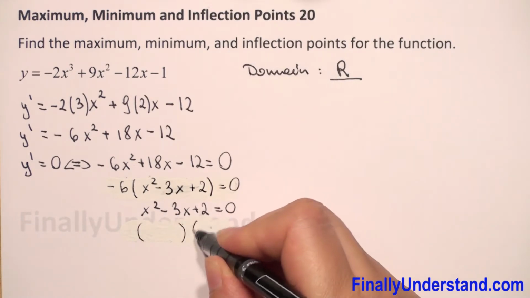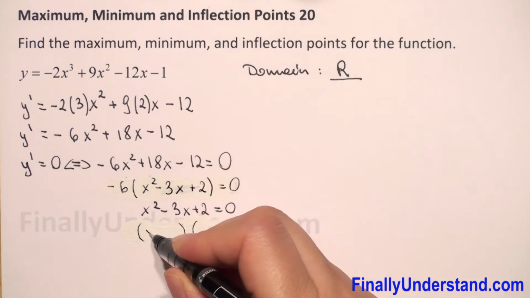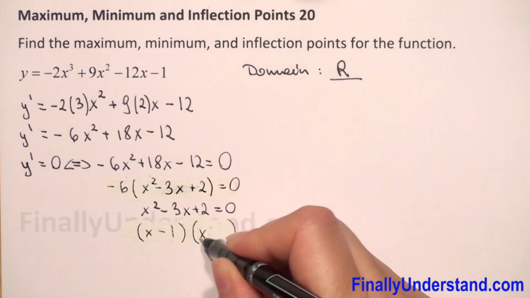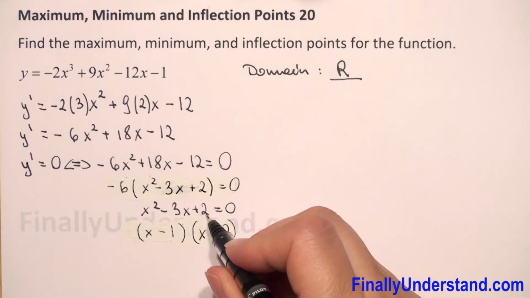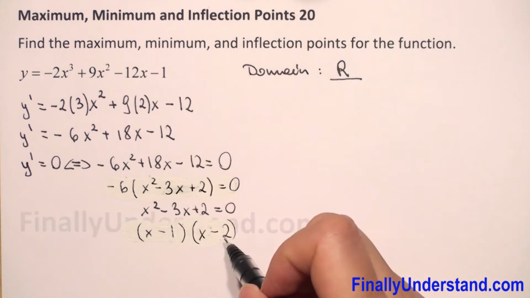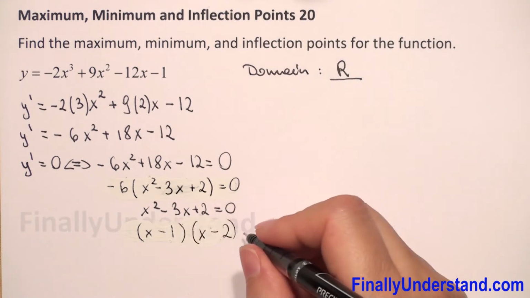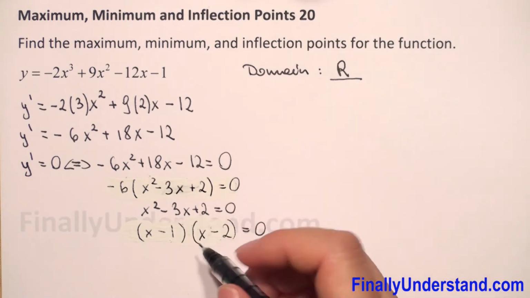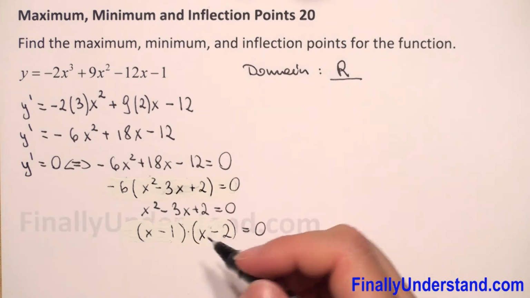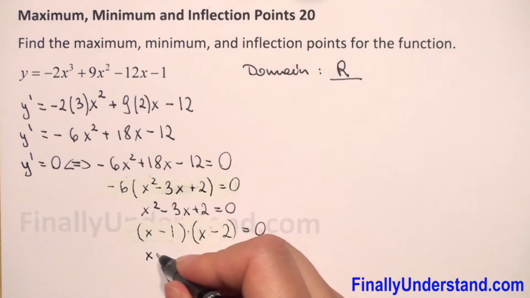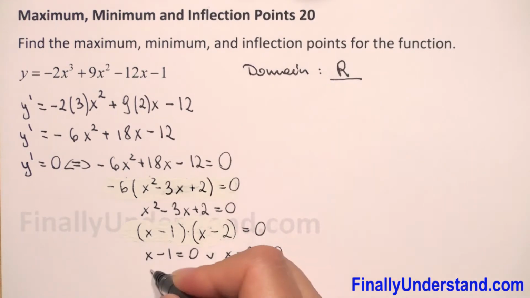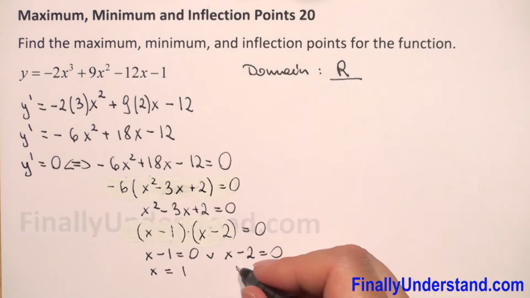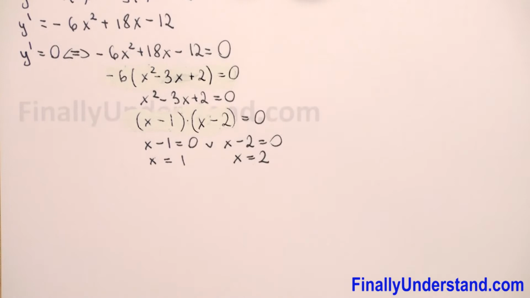So it will be x minus 1 and x minus 2, because negative 1 times negative 2 gives me positive 2, and negative 1 plus negative 2 is negative 3. So this is equal to 0. Because we have multiplication here, the left side will be 0 when x minus 1 is 0 or x minus 2 is 0. So we have x equals 1 or x equals 2. We have critical values.